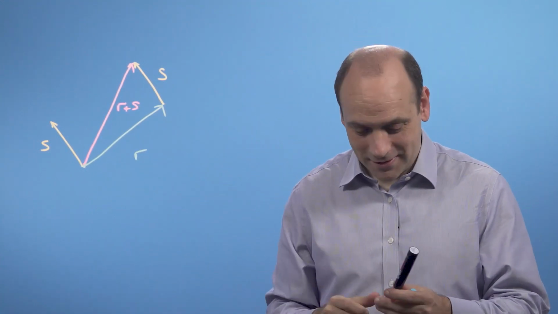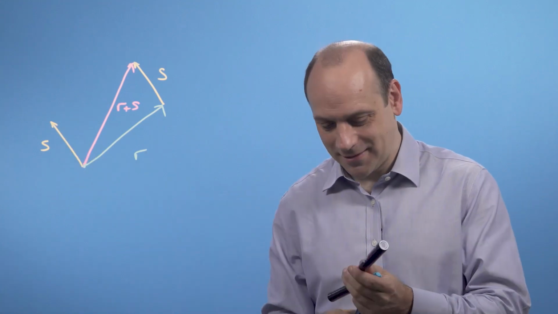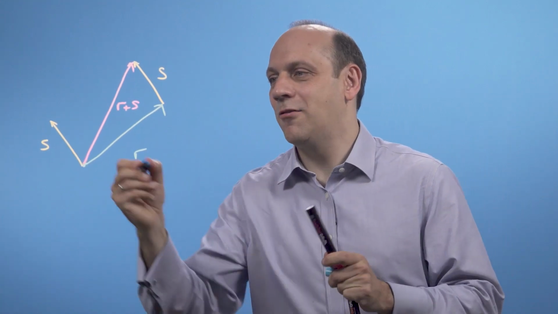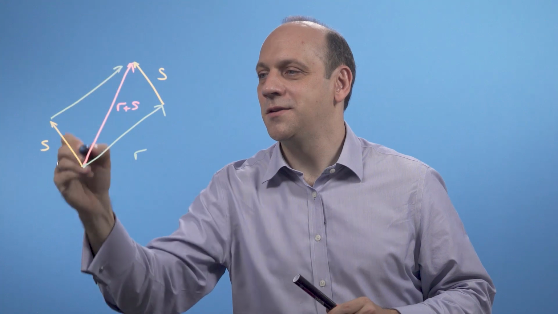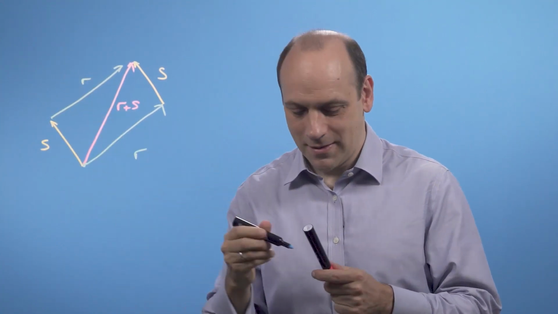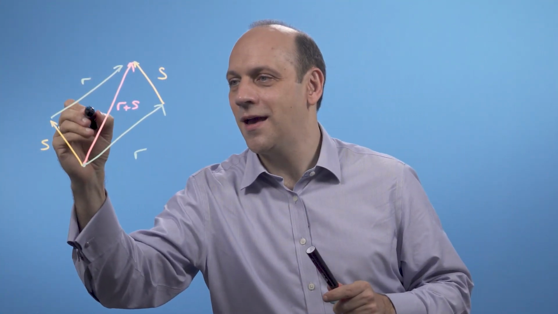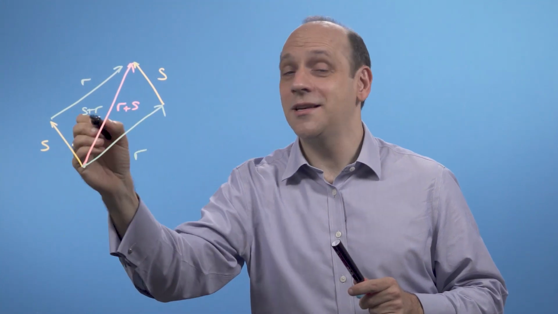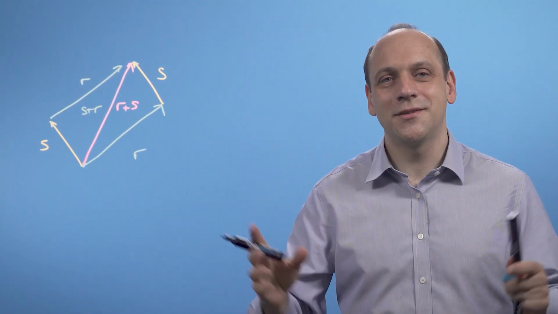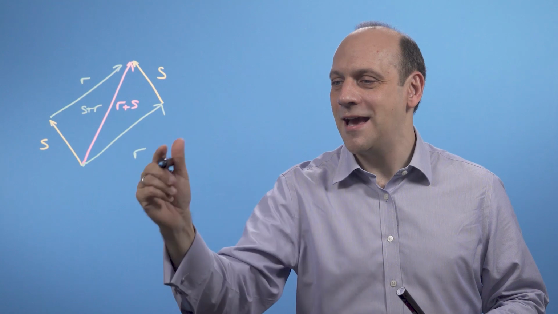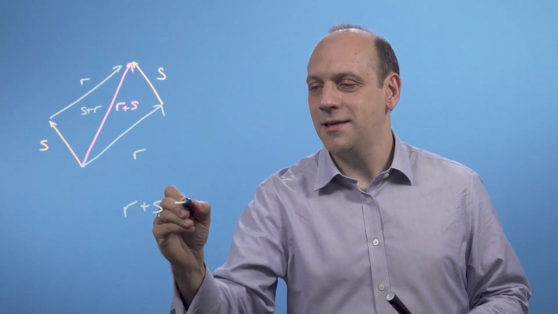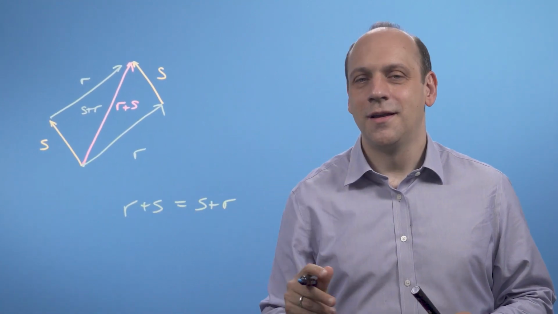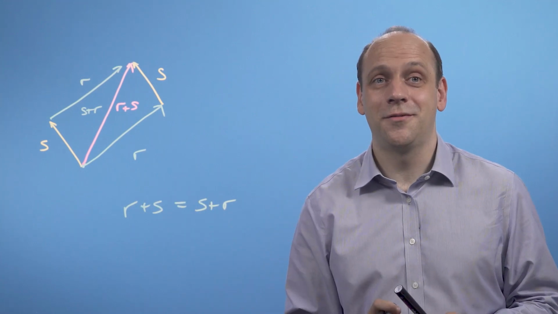Now, we could do this the other way around. We could do S and then R, and that would be S plus R. So you go along S and along that way. And that would be S plus R there, S plus R. And we see that they actually give us the same thing, the same answer. So R plus S is equal to S plus R. So it doesn't matter which way round we do the addition.